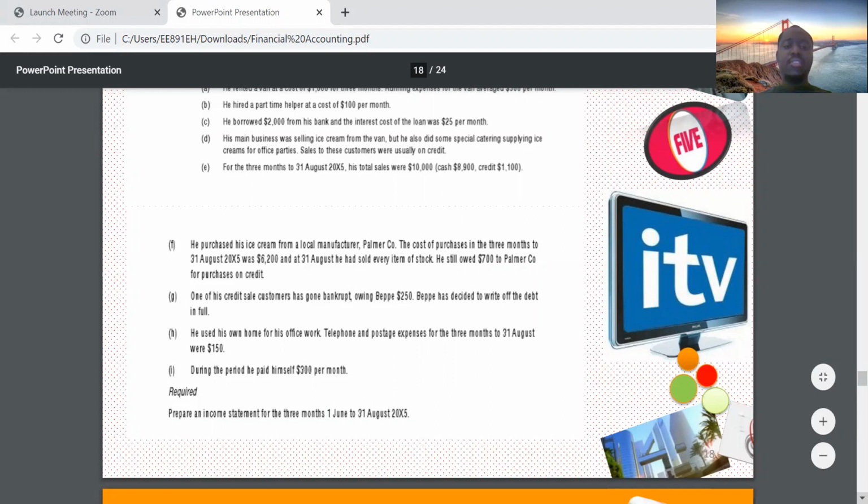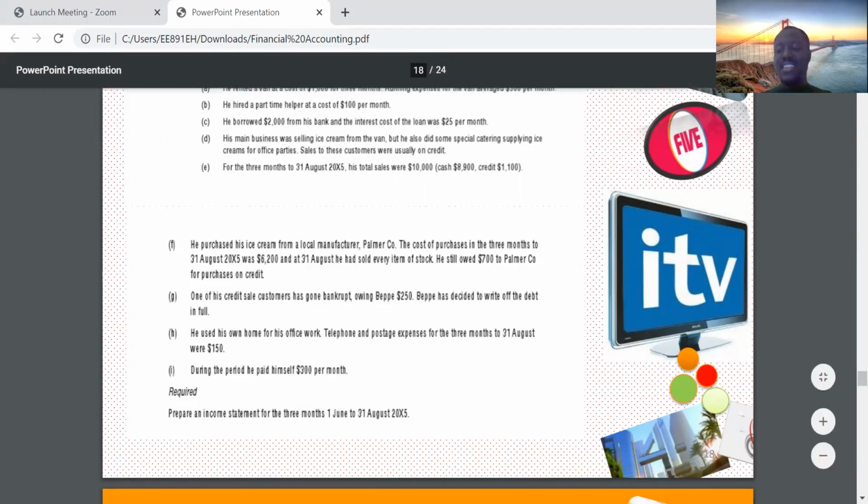G, one of his credit sale customers has gone bankrupt, owing Bepe $250. Bepe has decided to write off the debt in full. H, he used his own home for his office work. Telephone and postage expenses for the 3 months to 31st August were $150. During the period, he paid himself $300 per month. Prepare an income statement for the 3 months, 1st June to 31st August 2005. So that's what we're going to do.